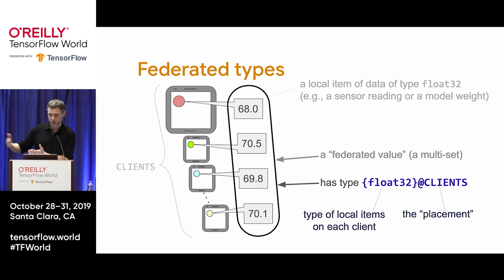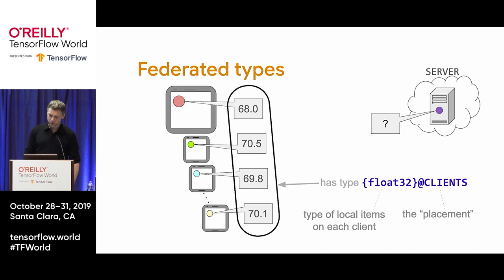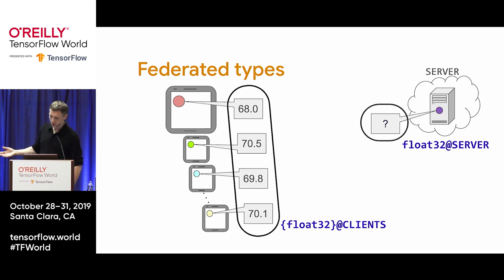Suppose we have a server and there's a number on the server. Let's say it's also some float. We can also call it a federated value in this case. It's not a multiset because there's just one sample of it. So it's a float on the server.